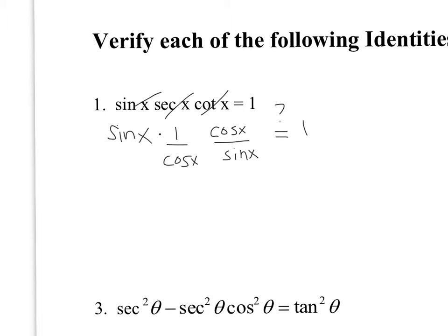So the next step I can do is I can cancel out cosine on the top and on the bottom and sine on the top and on the bottom. So I'm left with 1 equals 1. And that's it. I just verified that the left-hand side, which I simplified, is the same thing as the right-hand side.